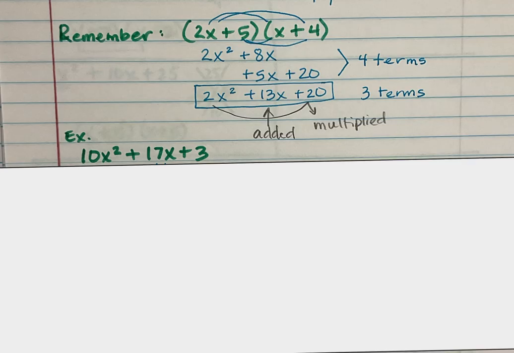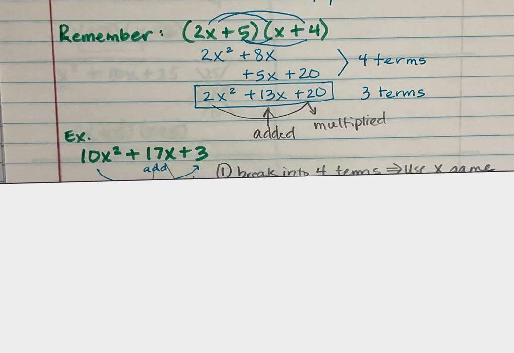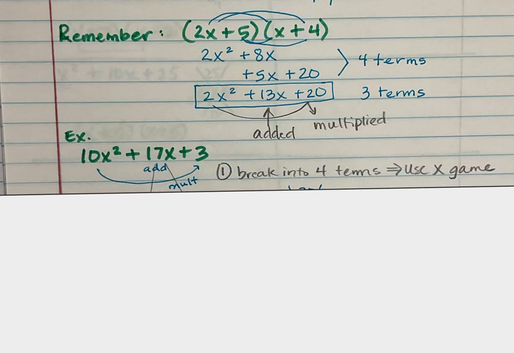All right, so I'm going to label this problem kind of like I had the last one labeled. I've got this addition and multiplication. So when I say addition, I'm talking about this 17 here in the middle is adding. The multiplication is this 10 and 3 on the end. And you should add this to your notes. Step one is going to be to break into four terms. Now we're gonna do that using an X game. So let me show you what I mean by that.